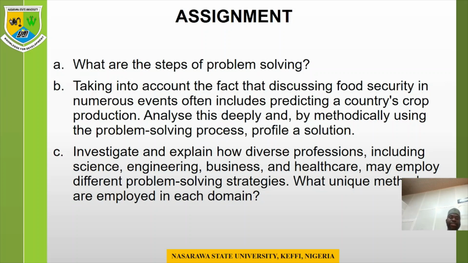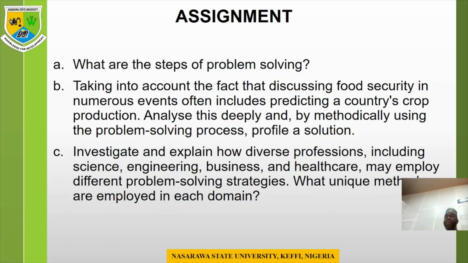So, as a take home, we'll study this. If we provide a solution to this question, it will further enhance our understanding of the course. What are the steps of problem solving? You identify them, you look at what is involved in each of the steps, taking into account the fact that discussing food security in numerous events often includes predicting a country's crop production. Analyze this deeply, and by methodically using a problem solving process, provide a solution.